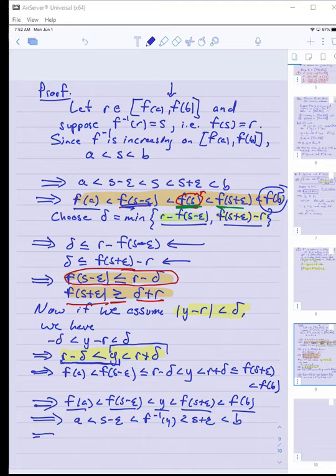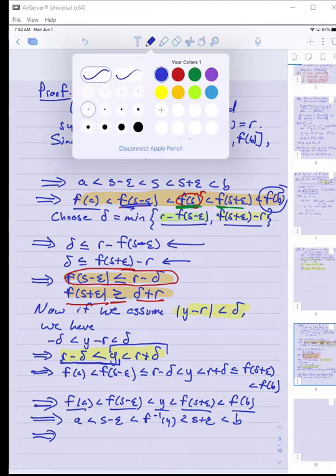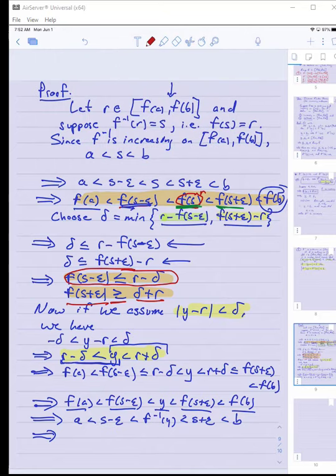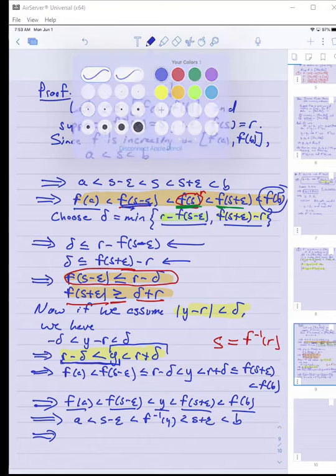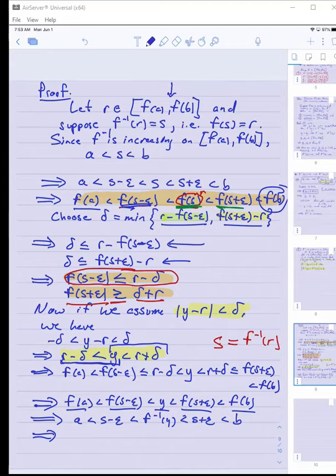But of course, what was s? Just to remind you here, we know that s was just f inverse of r. So let's just put that back. And now let's just focus on this part of the inequality, or series of inequalities, the interior. And so that first one, s minus epsilon, would just be f inverse of r minus epsilon, is then less than f inverse of y, which is less than f inverse of r plus epsilon.